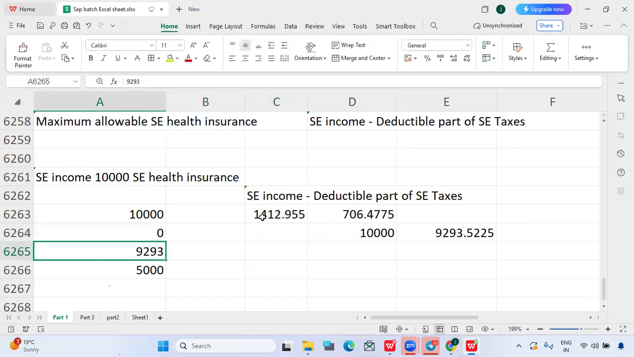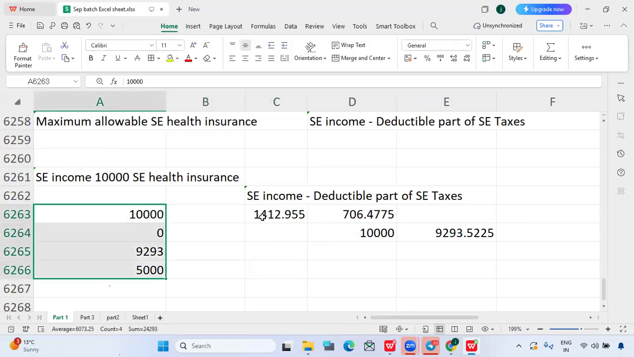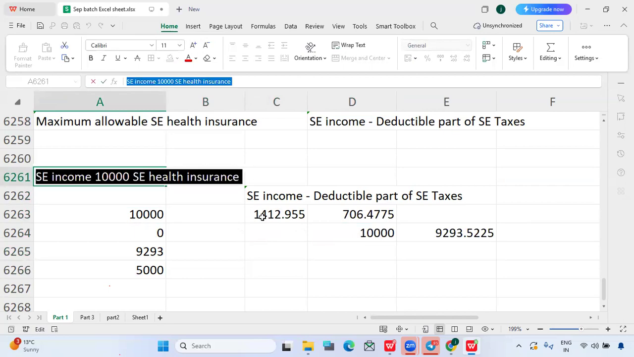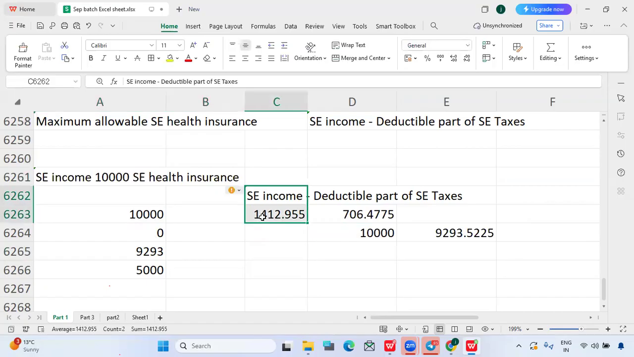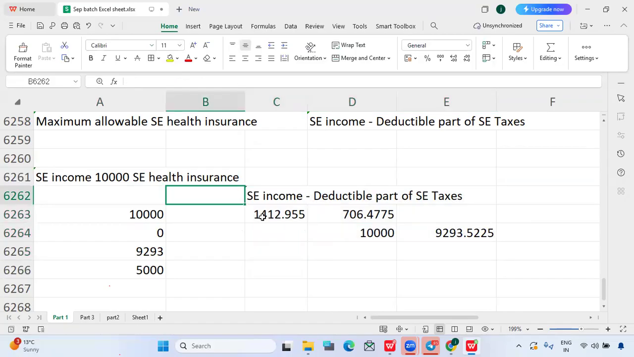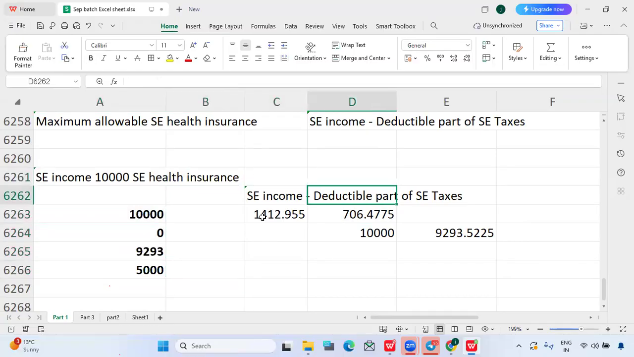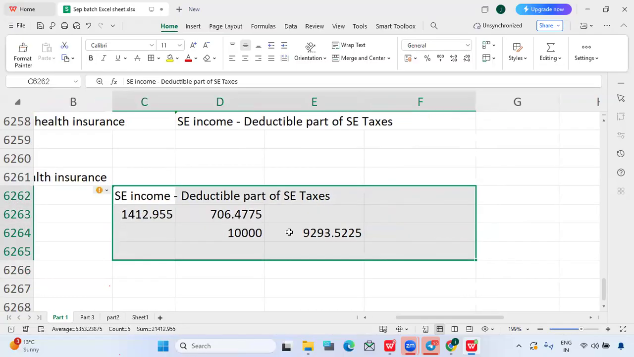So option C. IRS loves to test this area because it is simply a one-line question, but in the back end we have to do this calculation. Many of you may miss calculating the deductible part of self-employment taxes in a hurry. You will usually select 10,000 directly, and the IRS also wants that. You have to take 10,000, but the answer is 9293. Guys, getting this point?